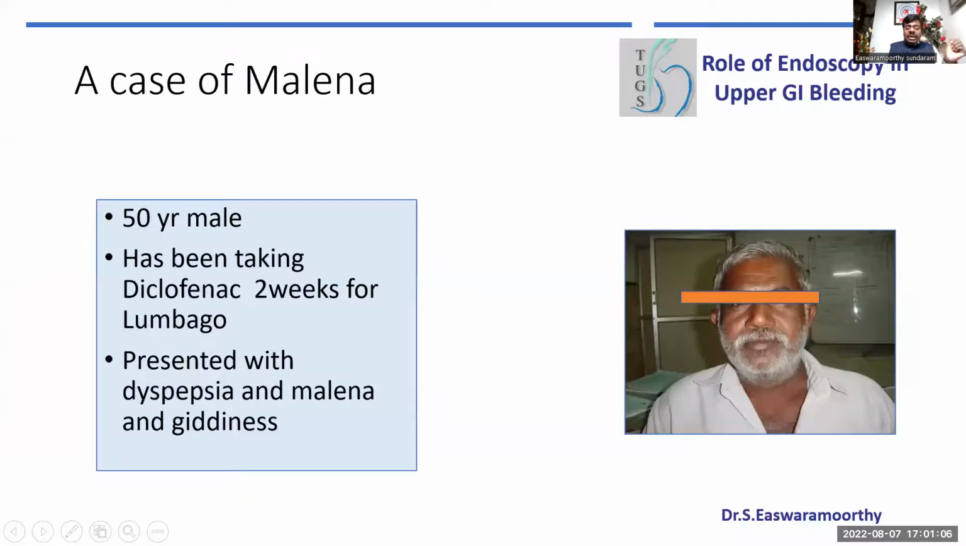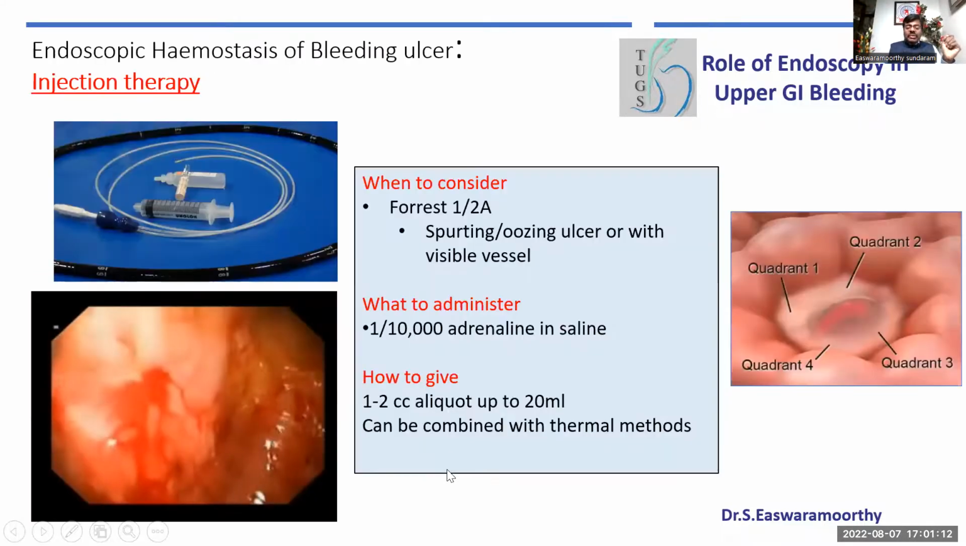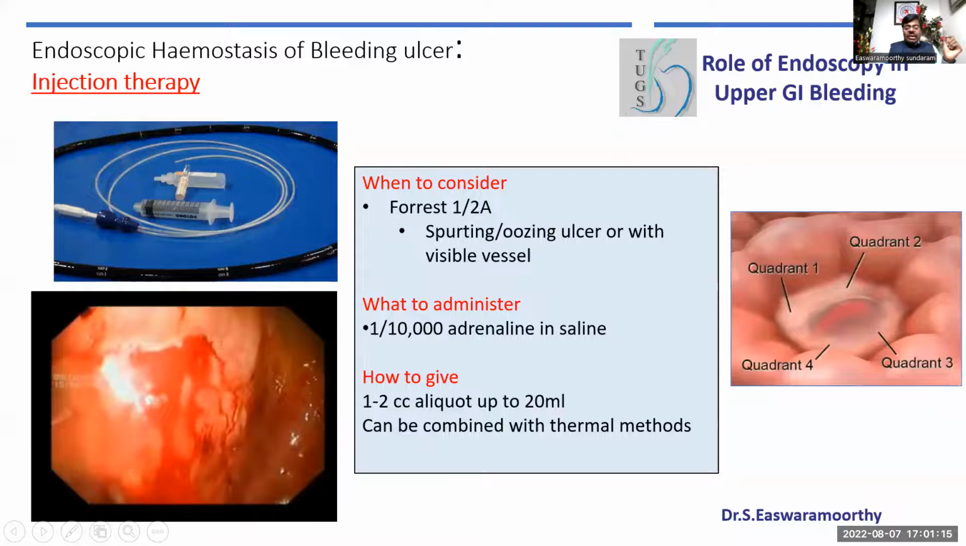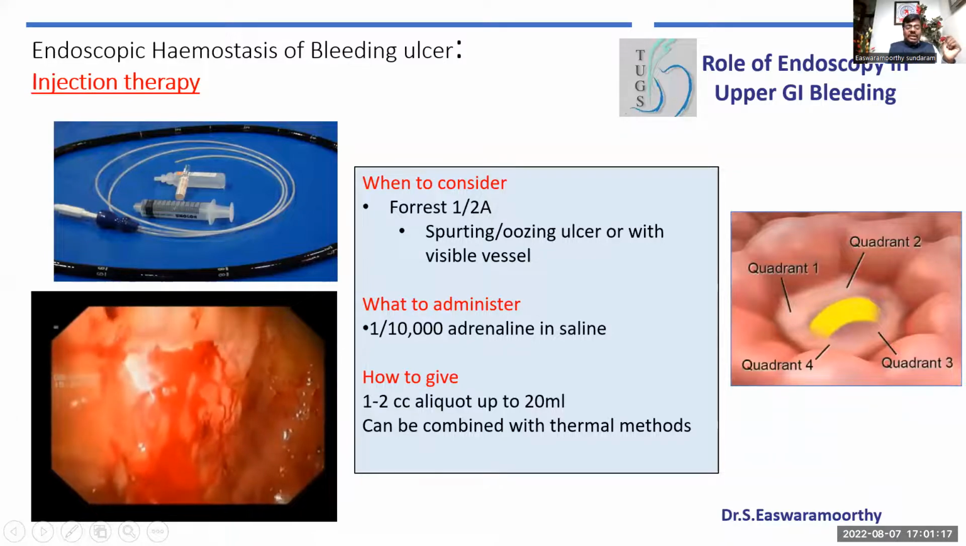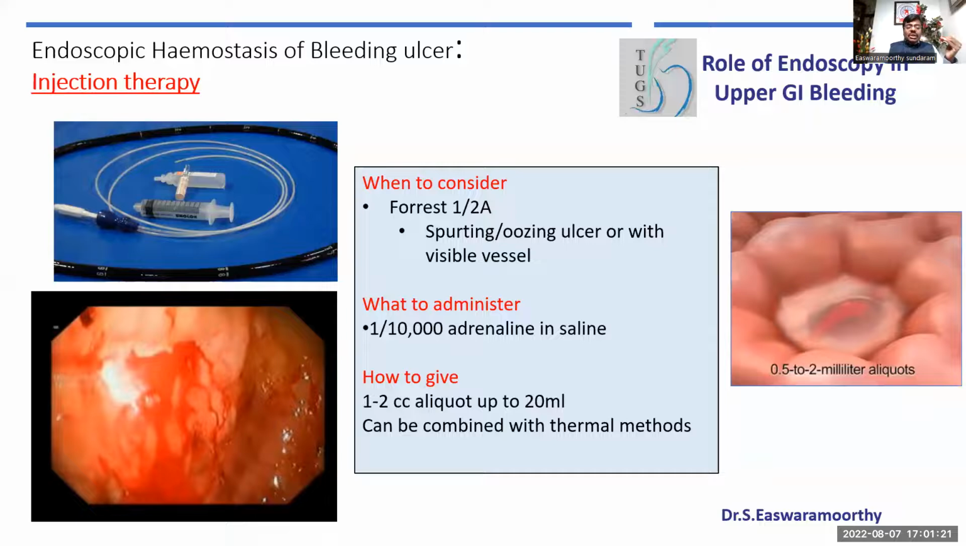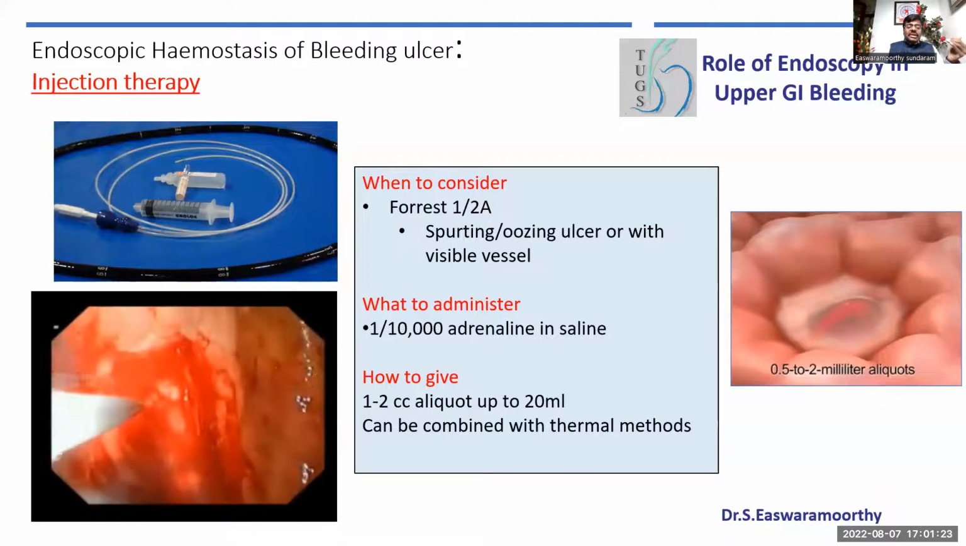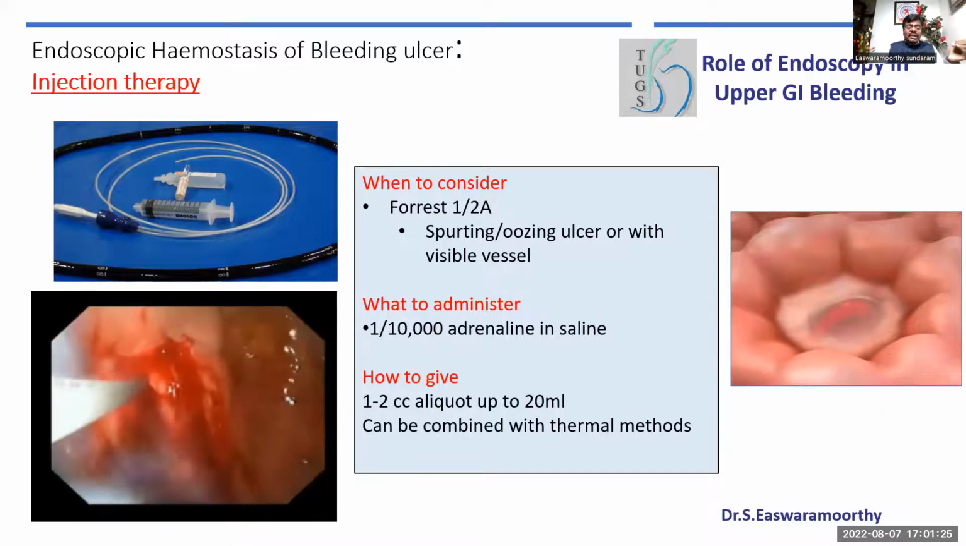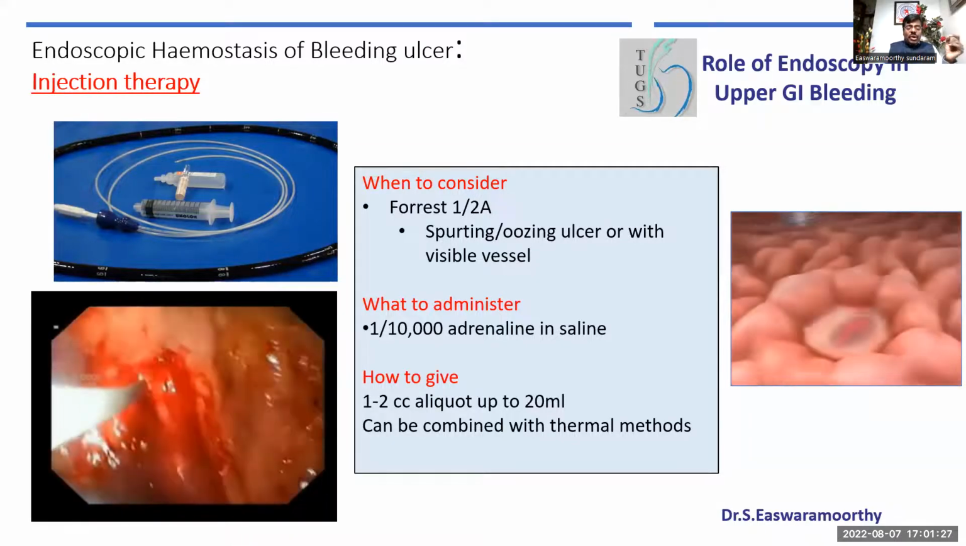Like this patient who came recently after having taken diclofenac for his lumbago, presenting with melena. When we did the endoscopy, this is what we saw, a lesion, as you can see. This is the anterior wall of the body of the stomach. I have the 23 gauge needle ready, dilute adrenaline 1 in 10,000. This is a Forrest 1B.